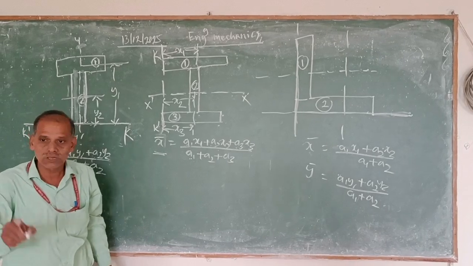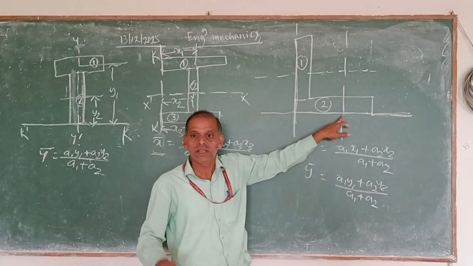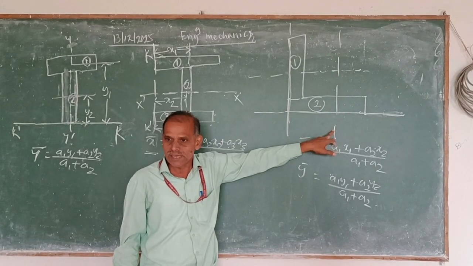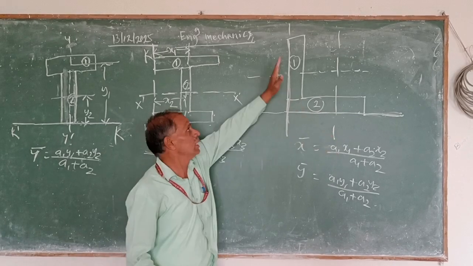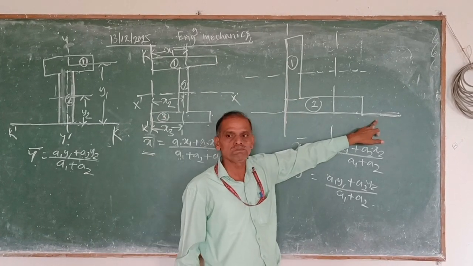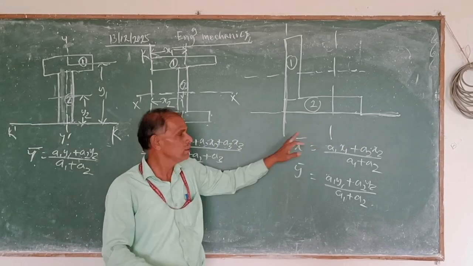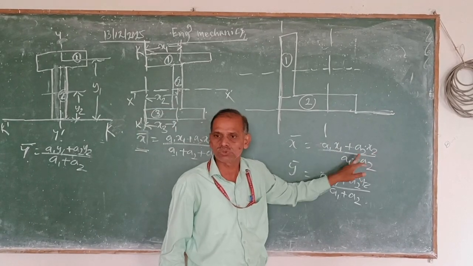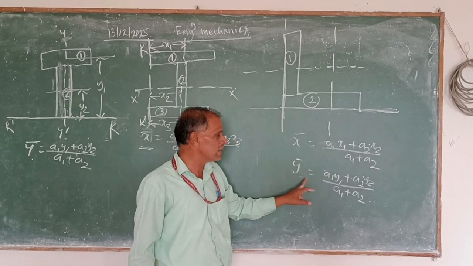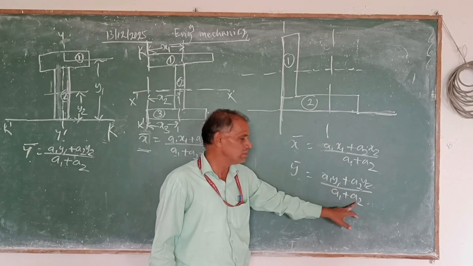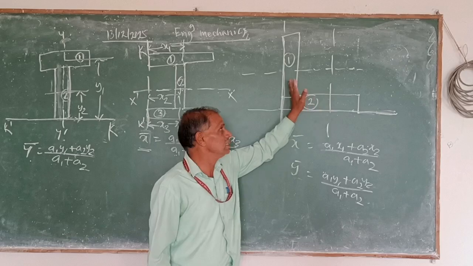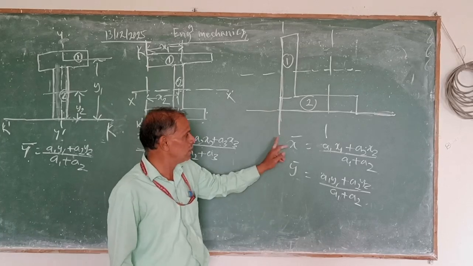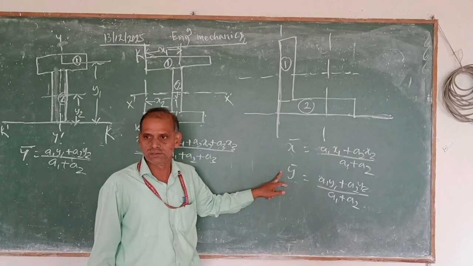But we will also consider an L section, which is neither symmetrical about the x-axis nor symmetrical about the y-axis. Here we will take the reference as the extreme left part and the bottom part of the section, where we can find the center of gravity as x bar equal to A1 x1 plus A2 x2 divided by A1 plus A2, and y bar equal to A1 y1 plus A2 y2 divided by A1 plus A2. Since it is neither symmetrical about the x-axis nor the y-axis, we have to find both x bar and y bar.